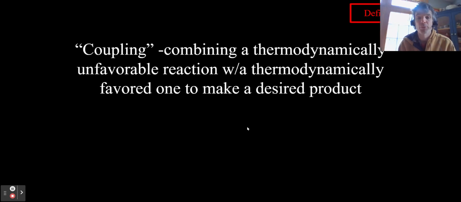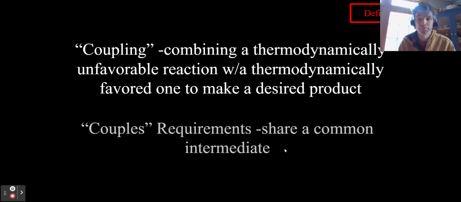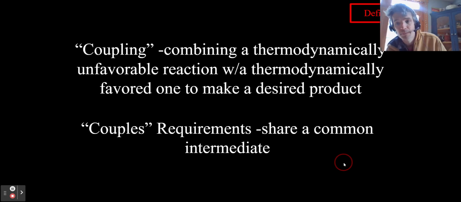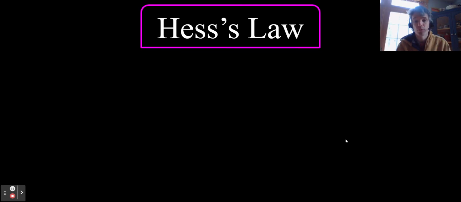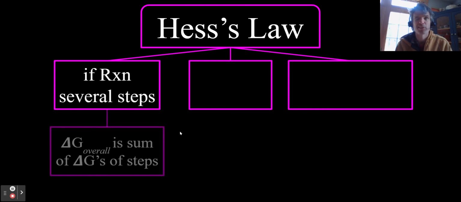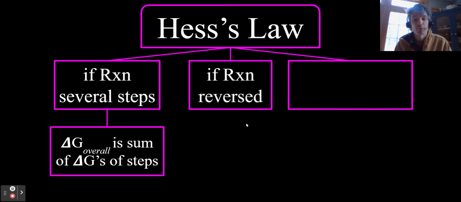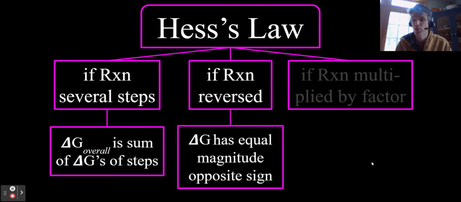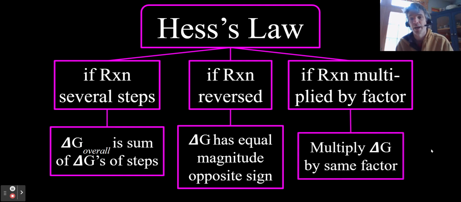Now, before we go through a coupling example, I want to define coupling. There is a requirement when you couple reactions: you want them to have a common intermediate. Remember Hess's law when you do this. When you add up reactions, there are three things you do. Hess's law applies to delta G values. If I have several steps, the delta G is the sum. If I reverse anything, I just change the sign of the delta G. And if I multiply my reaction by anything, I multiply the delta G by the same factor.